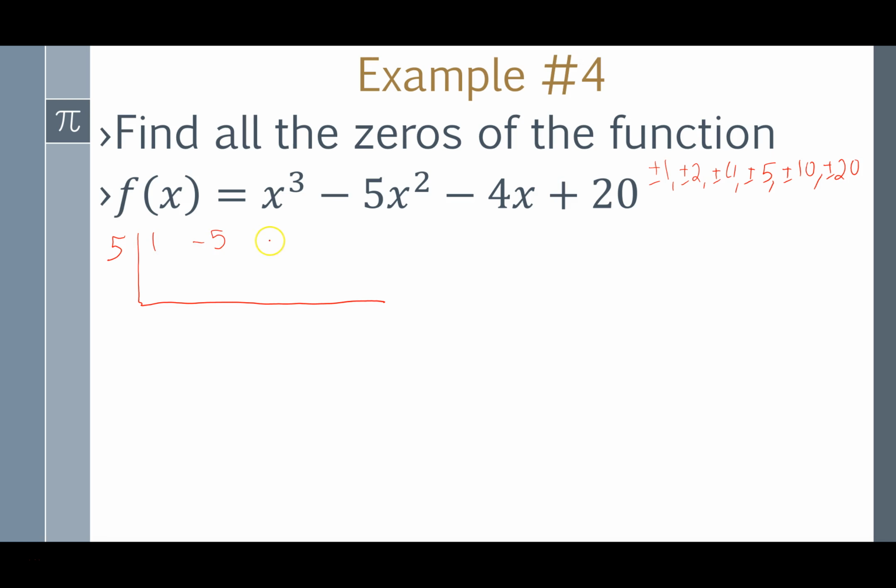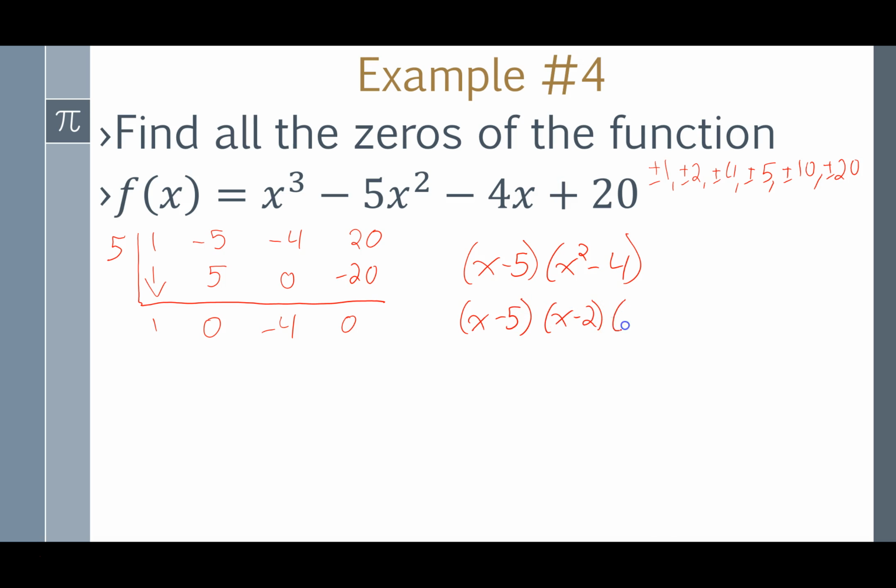So 1, negative 5, negative 4, 20. So we carry down the 1, 5, 0, 0, negative 4, negative 20, 0. Good. So it factored x minus 5, and then x squared minus 4. Well, the x squared minus 4 is the difference of 2 squares, so that will factor as x minus 2 and x plus 2. Which means our solutions would be positive 5, positive 2, and negative 2.